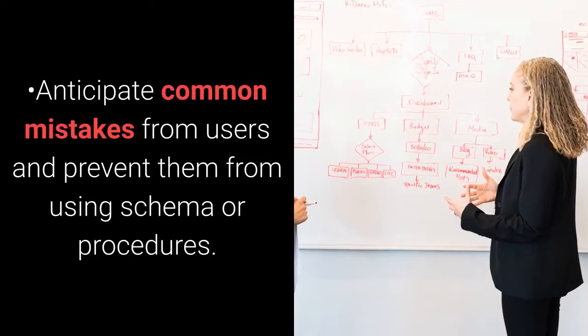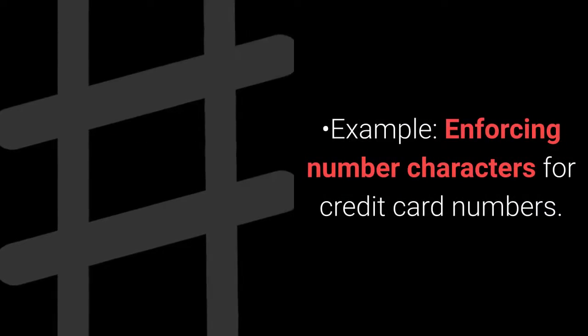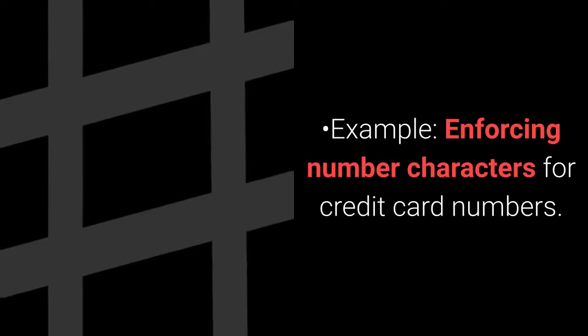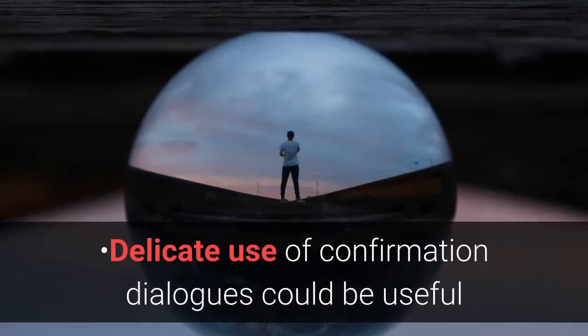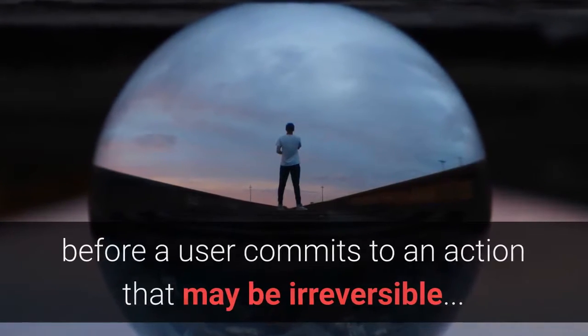Error prevention. Anticipate common mistakes from users and prevent them using schema or procedures. Example, enforcing number characters for credit card numbers. Delicate use of confirmation dialogues could be useful before a user commits to an action that may be irreversible.